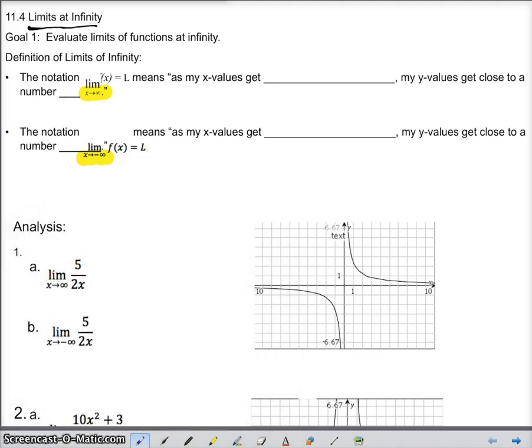The notation, the limit as x approaches positive infinity of f of x equals L, means as my x value gets, okay, if x is approaching positive infinity, then that means my x value is doing what? It's getting larger and larger. So as my x value gets larger and larger, my y value gets close to a number L, or close to the limit. So as x approaches positive infinity, my y value gets closer and closer to the limit.